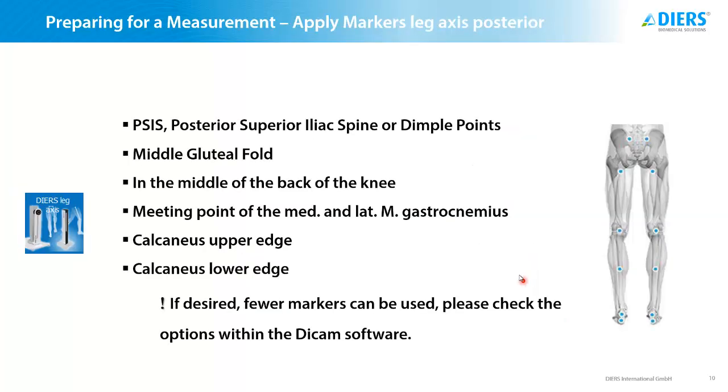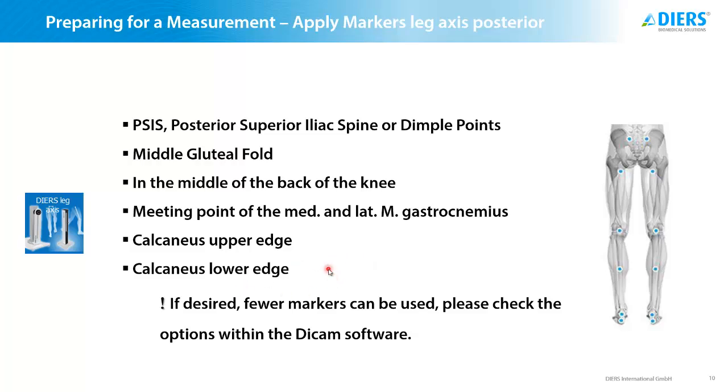Where to apply the markers for the posterior leg axis system? Well, the ones we have in our system are the PSIS, the posterior superior iliac spine or dimple points, the middle gluteal fold, the middle of the back of the knee, the meeting point of the medialis and lateralis muscle of the gastrocnemius, calcaneus upper edge, calcaneus lower edge. For the calcaneus upper edge, I often use the insertion of the Achilles tendon on the tibia. It's just important that this upper edge and lower edge do reflect the position of the calcaneus.